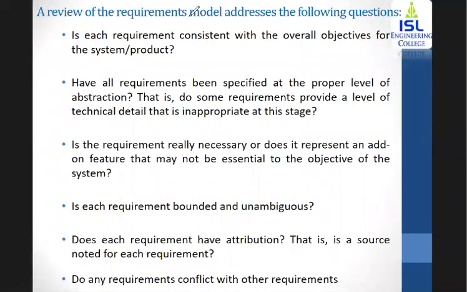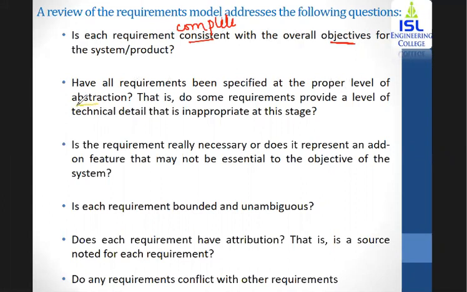Now, a review of the requirement model addresses the following questions. Whenever you're reviewing the requirement model that you have developed, it addresses a few things. What are those few things? Is each requirement consistent with the overall objectives for the system or product? That is, is each requirement complete or not? You're going to identify whether all of the requirements are complete, and whether they do the specific task that was defined when you were having a meeting with the customer. Then the next question is, have all the requirements been specified at the proper level of abstraction?